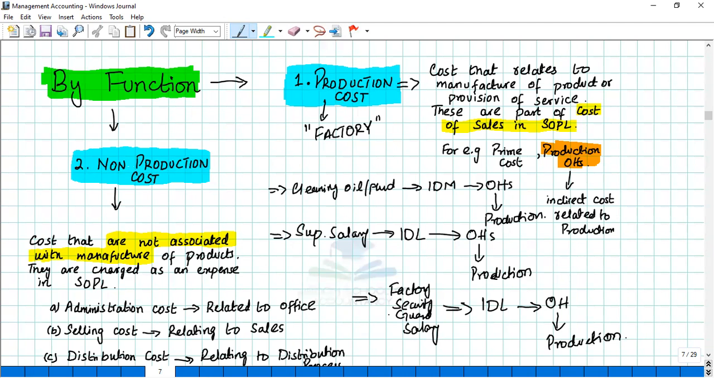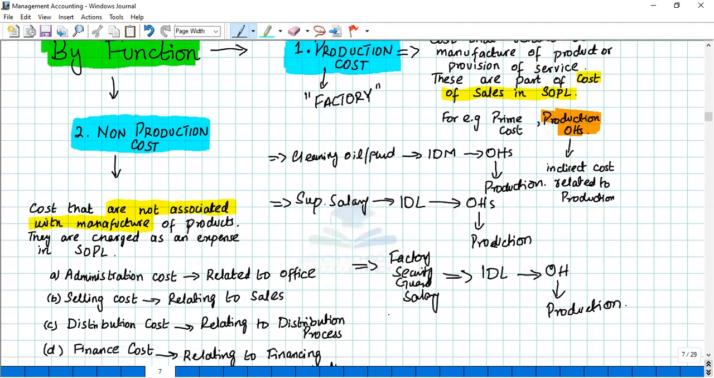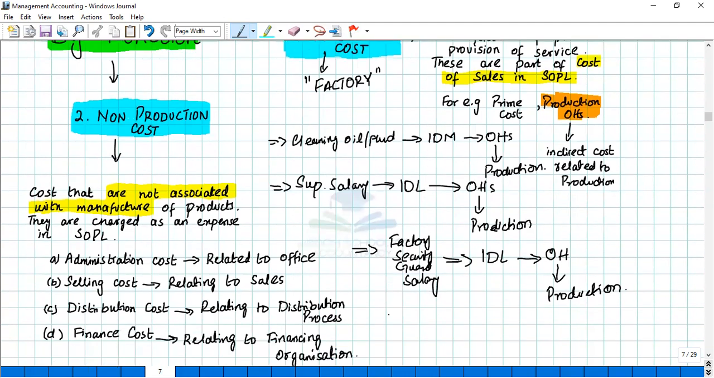Okay, remember that. The second classification by function is non-production cost. Costs that are not associated with the production process as a whole are known as non-production cost. They are charged as an expense in the statement of profit or loss. It means you directly deduct them from the statement of profit or loss, while the production costs you include in the cost of sales. Now, what are the examples of non-production cost?